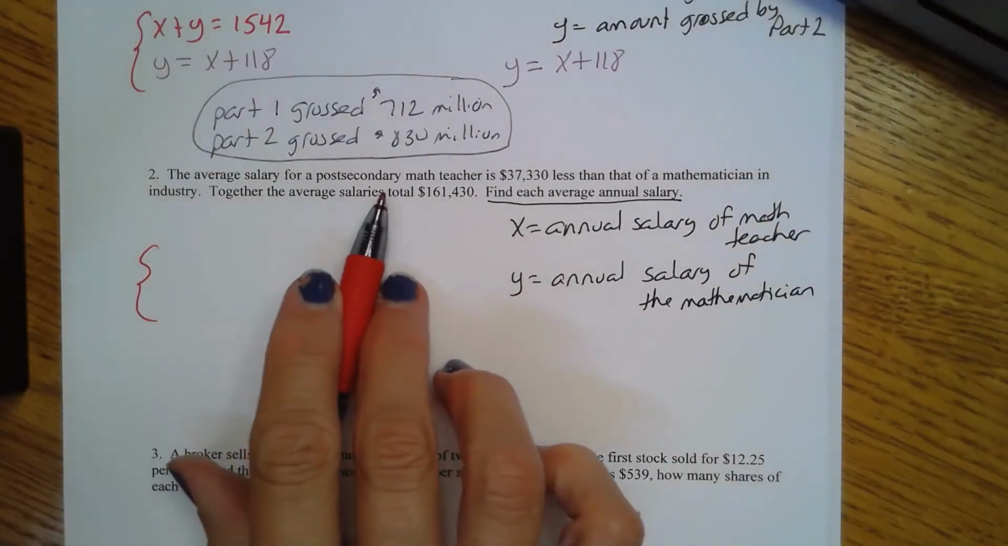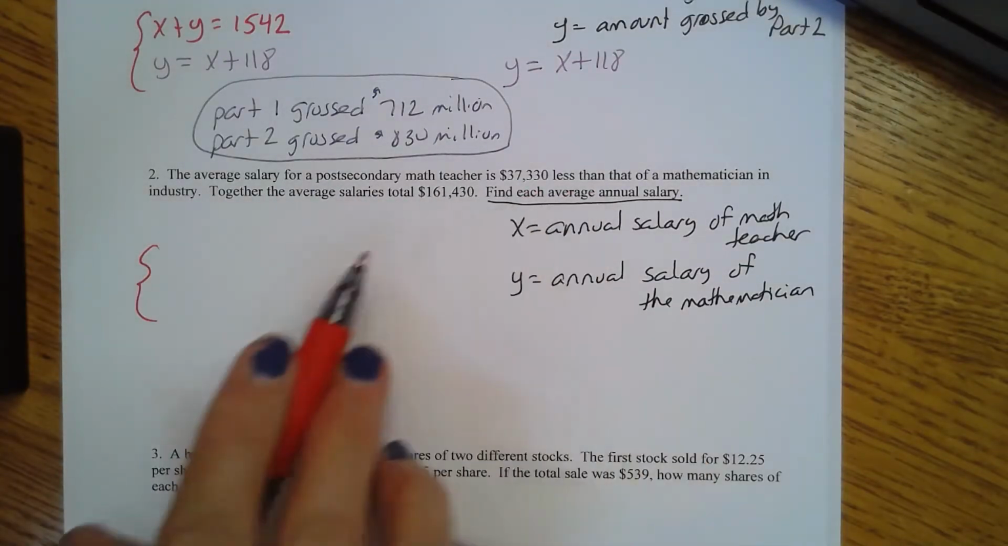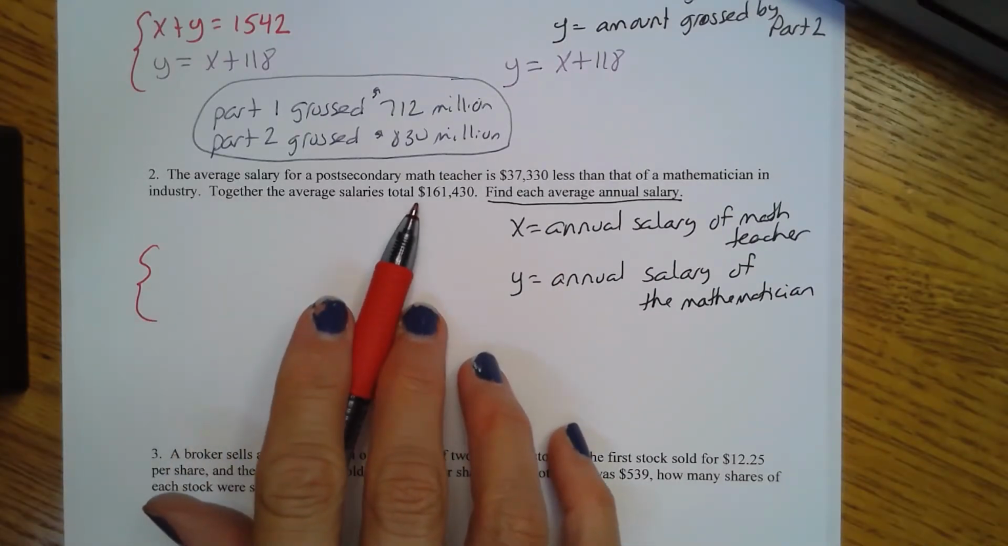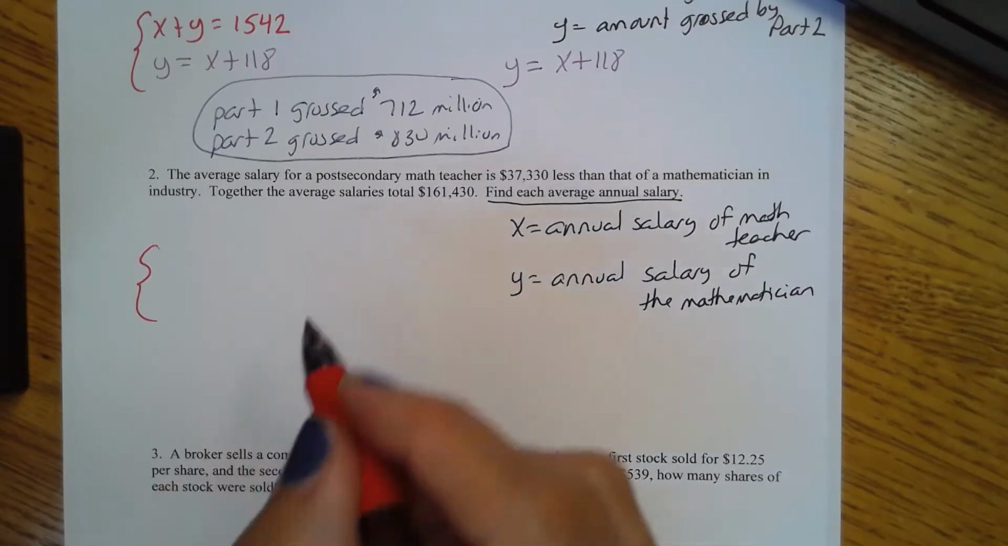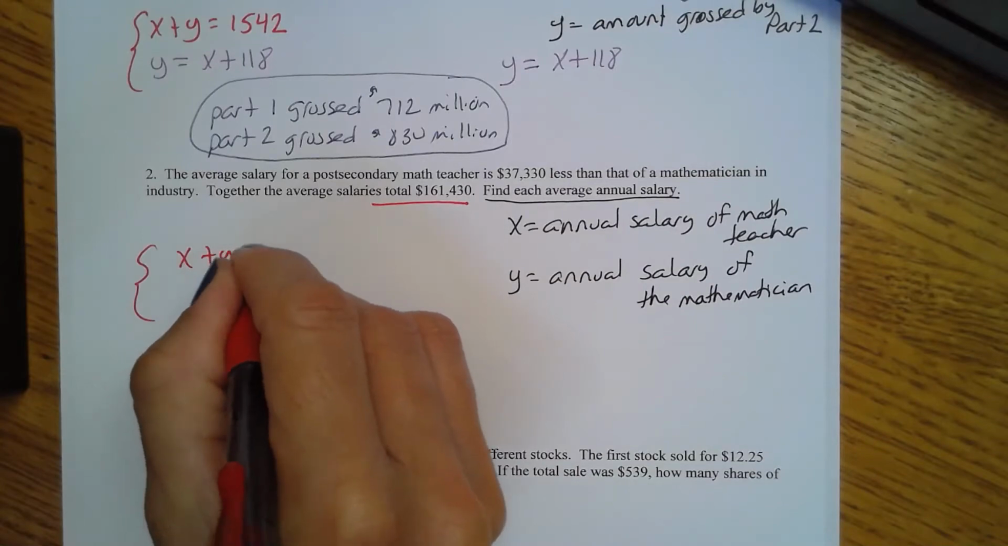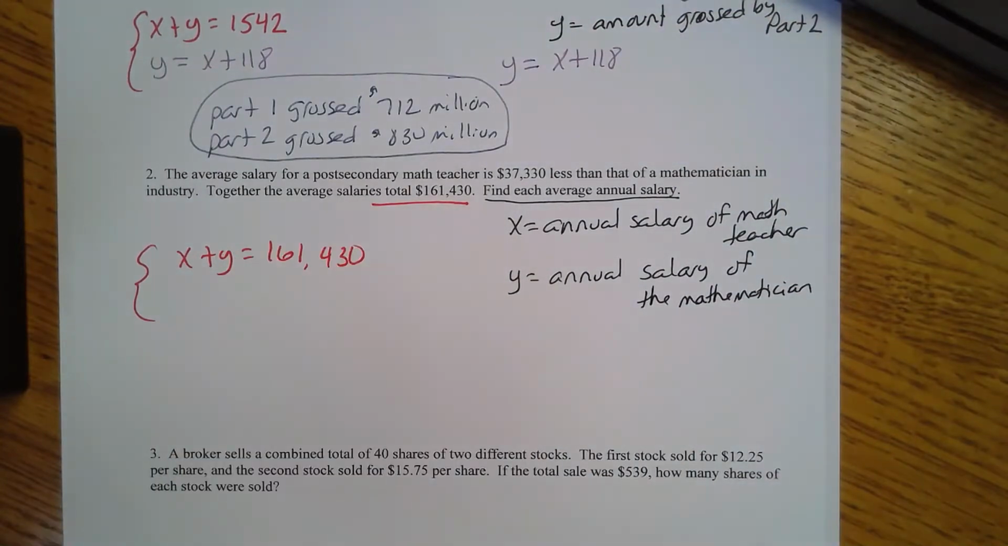Okay, so now let's try and find the easier equation. The average salary for a post-secondary math teacher is that less. That seems a little bit more challenging. What's the next one? Together, the average salaries total 161,430. So again, total means to add. So we're just going to have x plus y equaling 161,430.